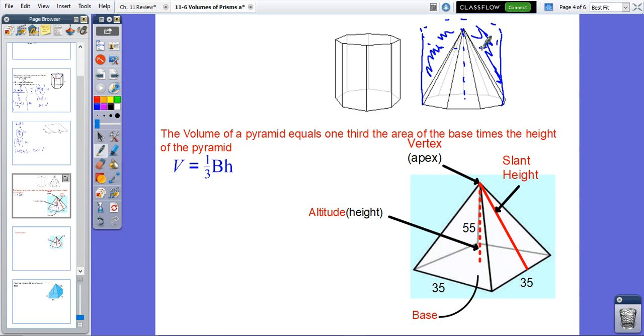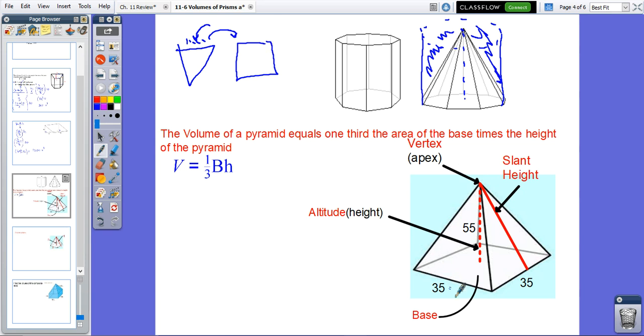If you really want to try this yourself, find a pyramid that has the same base as some sort of prism, and then fill this up with water. Put a bunch of water here, and then pour it into that one. It's going to take 3 full pyramids of one to fill up the prism of the other one. So kind of see the science behind that.